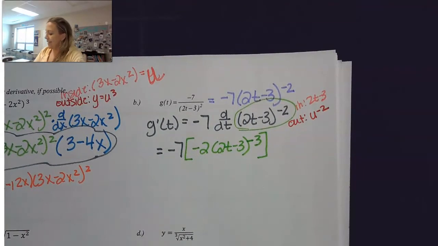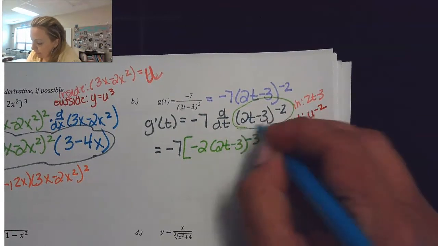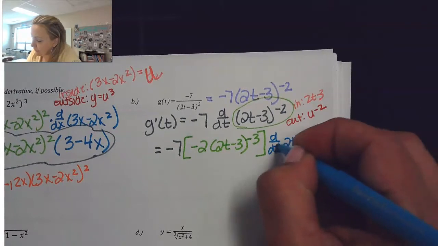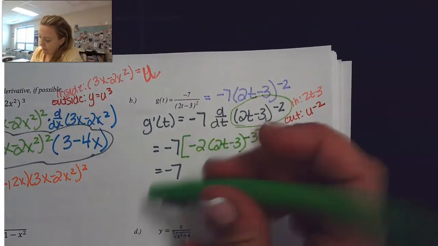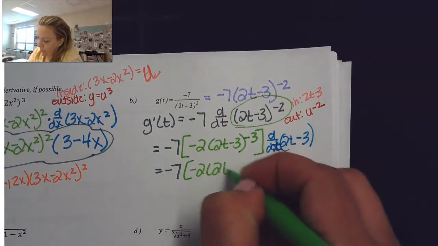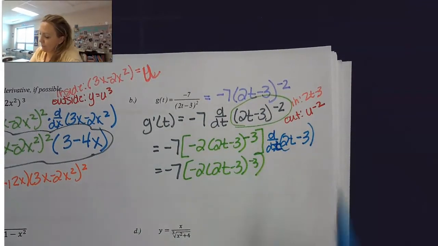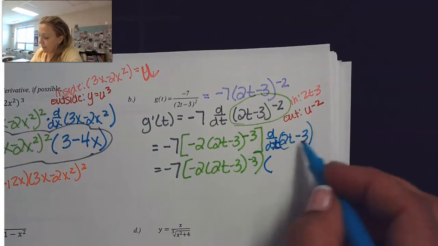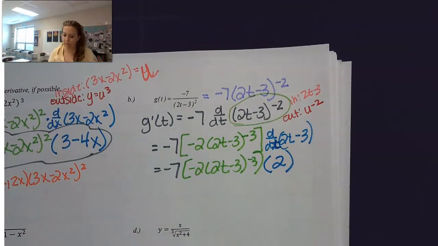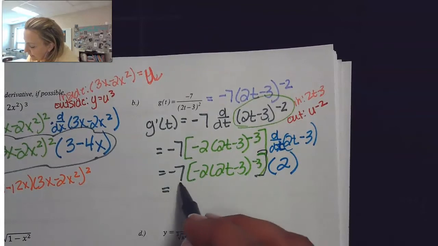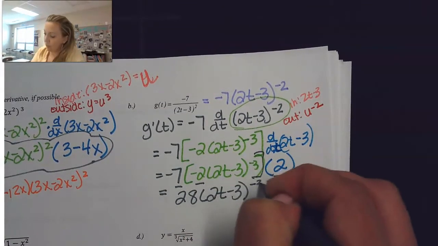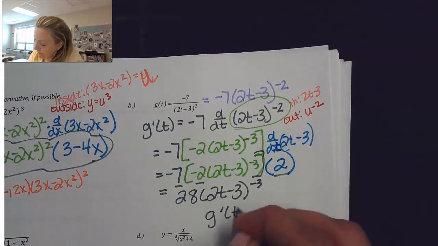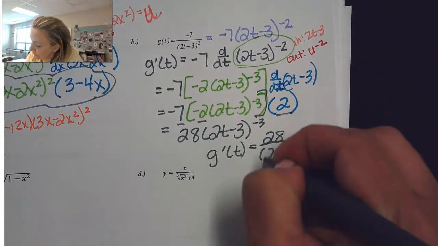But now I need to take the derivative of the inside function, d dt of 2t minus 3. So again, I've got negative 7 times negative 2 times the quantity 2t minus 3 to the negative third. But now I want to multiply by the derivative of 2t minus 3, which would just be 2. Then I could simplify that a little bit, multiplying all these things together. Negative 7 times negative 2 is negative 14 times 2 is 28. So I've got 28 times 2t minus 3, that quantity cubed. So essentially my g prime of t would be 28 over 2t minus 3 cubed.